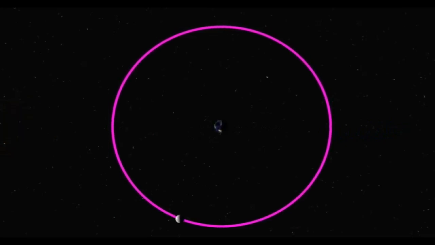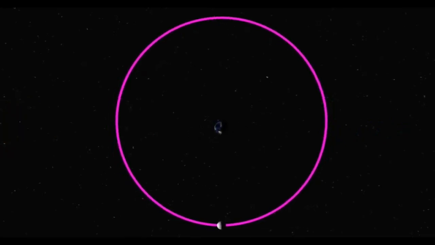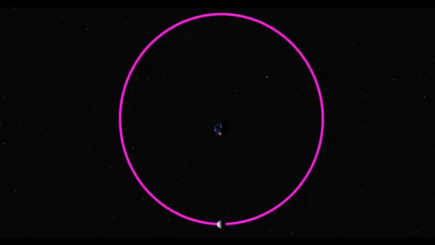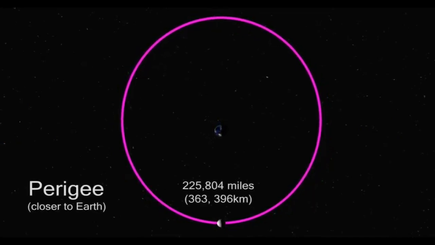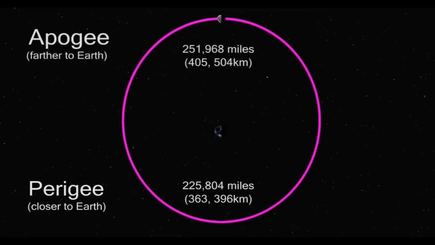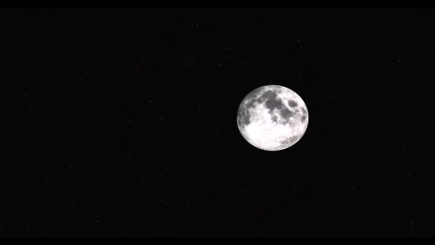The Moon's orbit is actually not a perfect circle. It's in the shape of an ellipse. When it's closest to the Earth, we call it perigee. When it's farthest away from the Earth, we call it apogee. It's only a small difference, but it's enough to cause the Moon to grow and shrink as seen from the Earth. Okay, now we get into some rare events with the Moon.